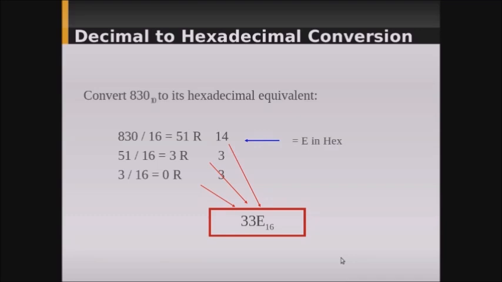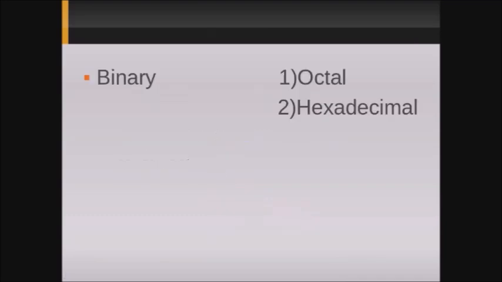It would be a binary, it would be an octal, or it would be a hexadecimal conversion by using a division algorithm, right? Fine. Now I'll move to the next conversion, that is binary to some other forms, where we are going to see a binary number to be converted into octal form and a binary number to be converted into hexadecimal form.